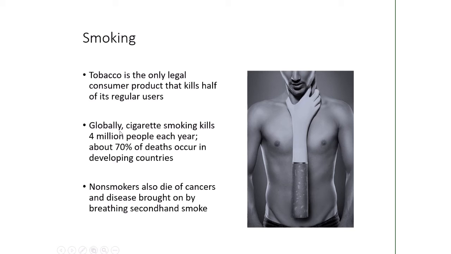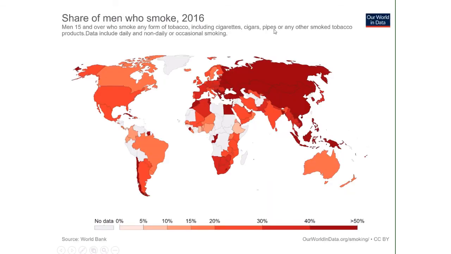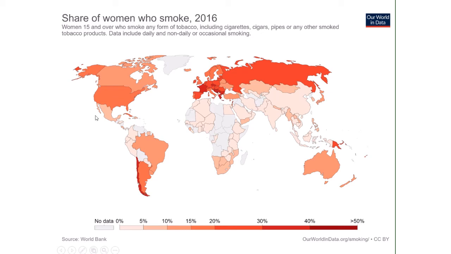Ontario passed a law saying that you cannot smoke in a car if you have minors in your car, to protect them from inhaling secondhand smoke. Here we can see some statistics from 2016 that globally, male smokers are more concentrated in some parts of the world that are developing. In fact, you do not have as many smokers in North America as you would in some other parts of the world. And when it comes to women, it's a similar pattern, and there aren't as many female smokers as there are male smokers in many parts of the world.